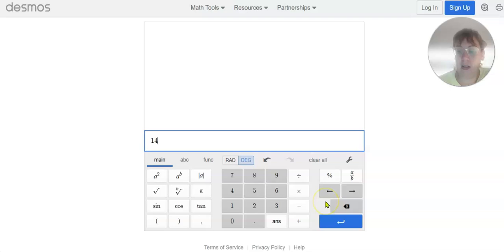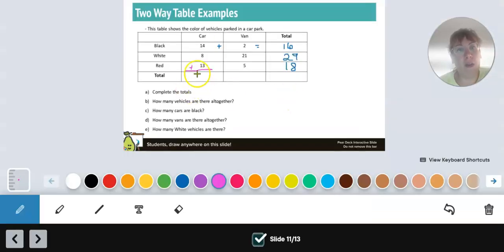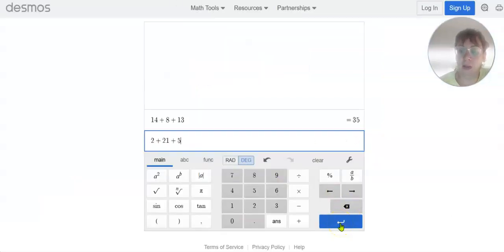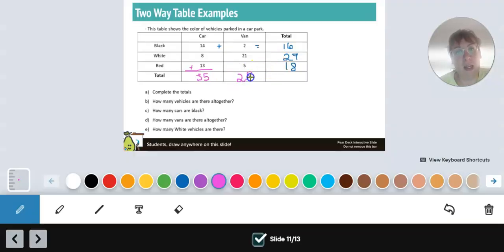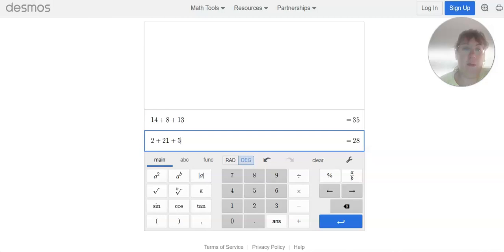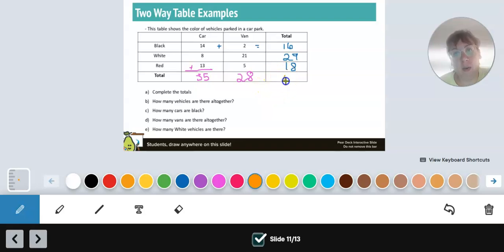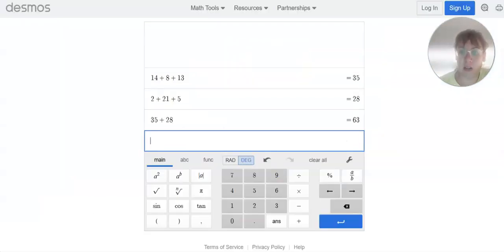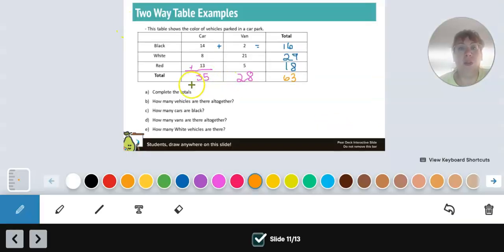14 plus 8 plus 13 is 35 were cars. 2 plus 21 plus 5 is 28 were vans. So our total, 35 plus 28, is 63 total vehicles. And we should get that when we add these totals as well: 16 plus 29 plus 18 will get us 63 too. So we should get the same total when we're adding our row totals and our column totals. This is like our big grand total.